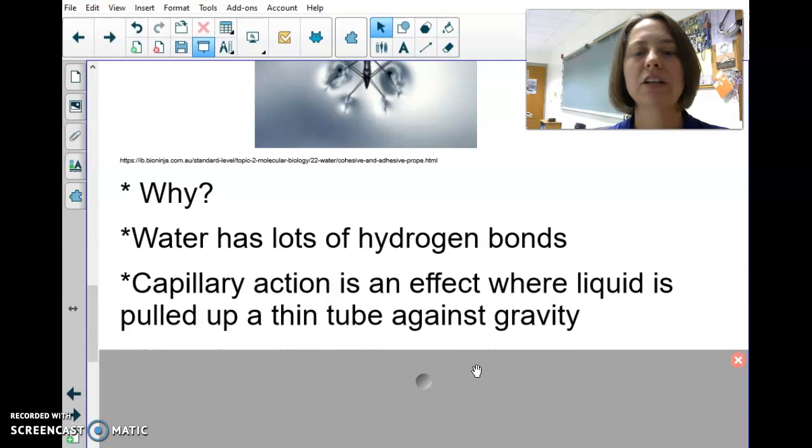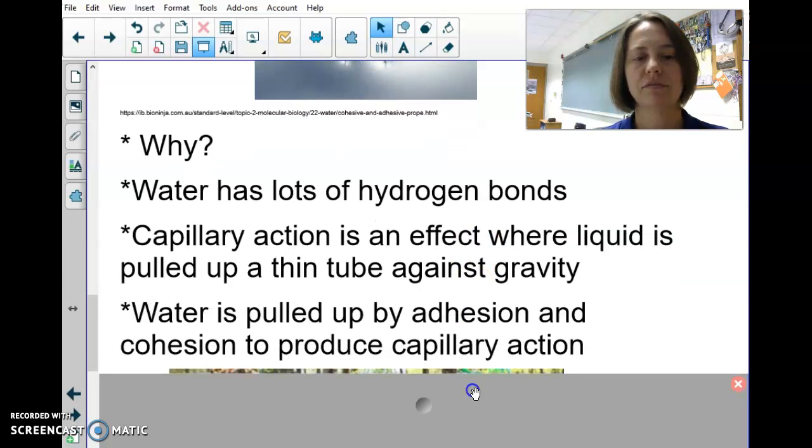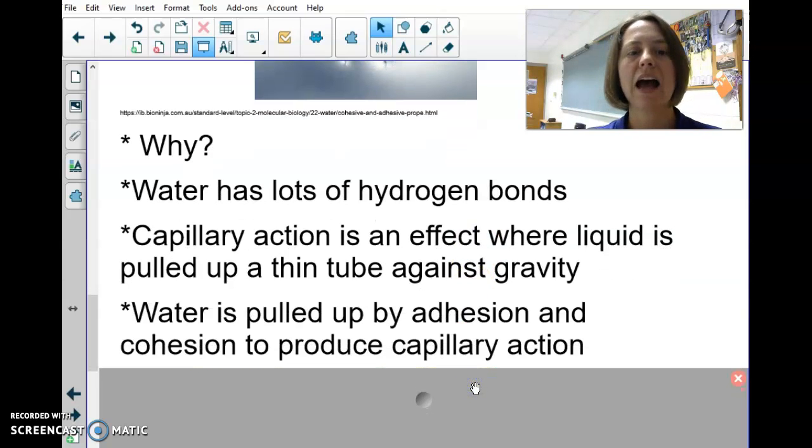Also, there is capillary action. Capillary action is an effect where liquid is pulled up a thin tube against gravity. So water is pulled up by adhesion and cohesion, and that creates the effect of capillary action. This is like if you have a thin glass tube, a capillary tube, the water likes to stick to the edges of the glass. We know that's adhesion. And then one water molecule pulls up the next water molecule, that's cohesion, and then the water travels up this little tube.